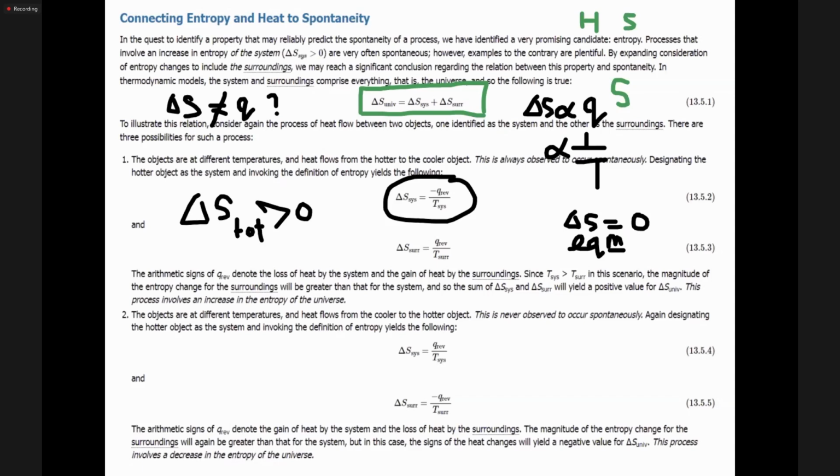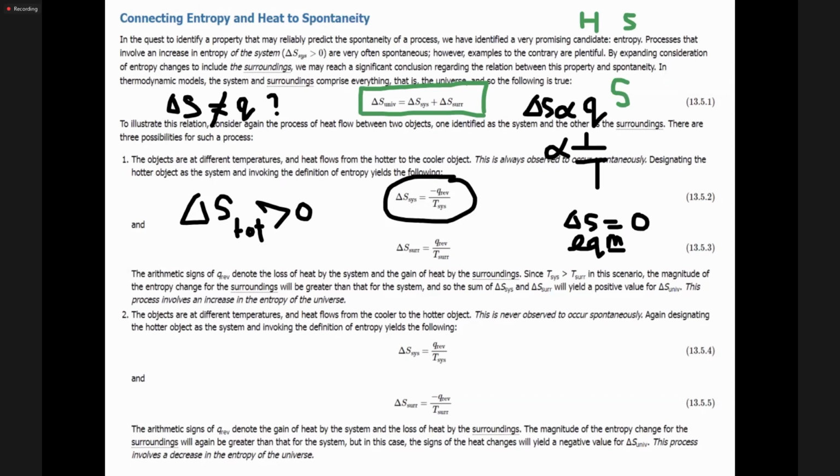Designating the hotter object as the system and invoking the definition of entropy, let's say the hotter object is the system. So heat will flow from the system to the surroundings. And that's why T system is greater than T surroundings in this scenario. The system is hotter. So the magnitude of the entropy change for the surroundings will be greater than that for the system. So the sum of delta S system and delta S surroundings will yield a positive value for delta S universe. This process involves an increase in entropy.